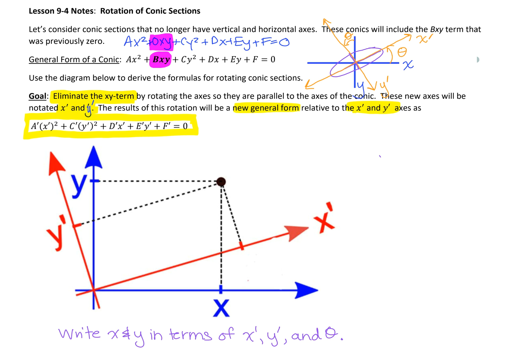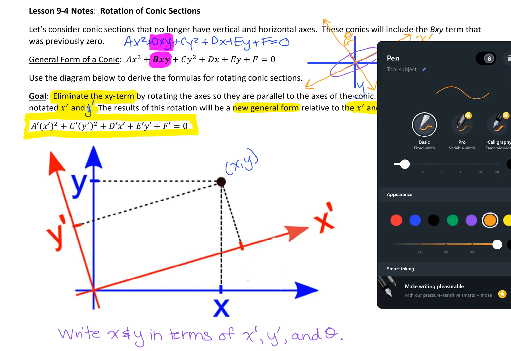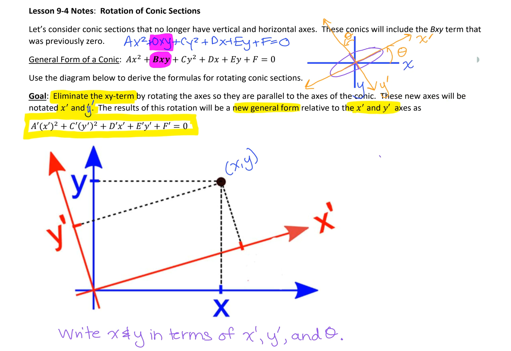Okay, so this coordinate right here can be called x, y, or on the x prime, y prime axes, it would be called x prime, y prime. So if I'm talking about x prime, y prime, it's called x prime, comma, y prime. If I move along the x-axis and then move vertical on the y-axis, that gets me to that point. If I move along the x prime axis, vertical on the y prime axis, that also gets me to that point. All right, so let me draw a few triangles in here.